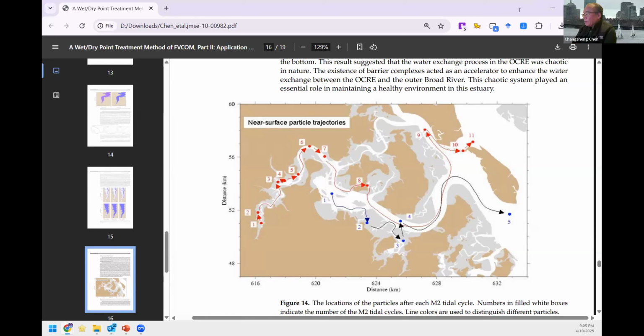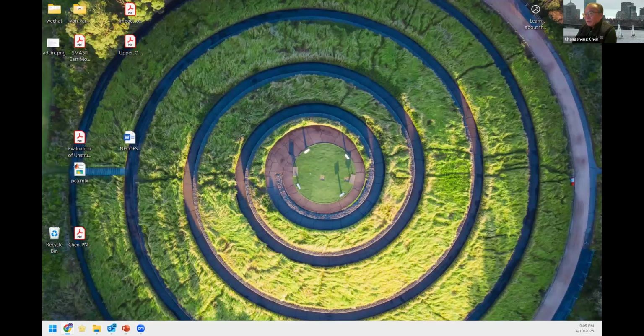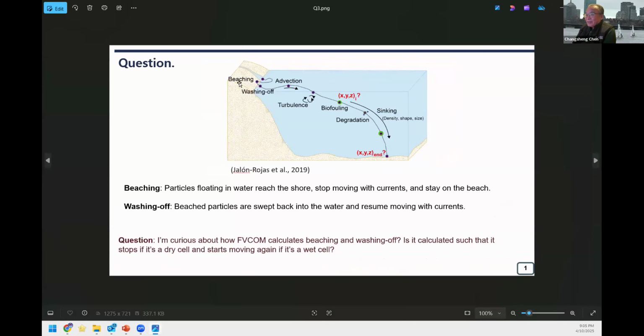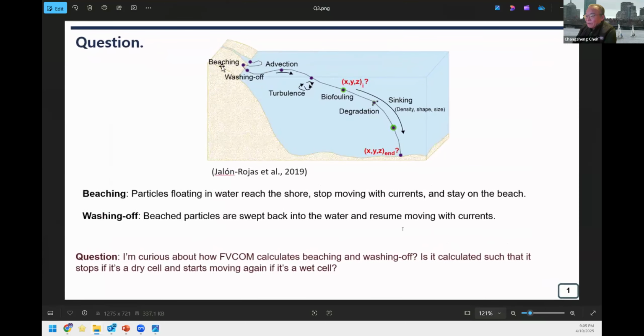If not, we can go to the next question. You don't have more questions? So the second one here. Your answer is chaotic. How does FVCOM calculate the beaching and washing off? Okay. Yes, a good question. So what will happen is, if we have a particle that goes to the beach or to a region that is dry, the particle will stay there.